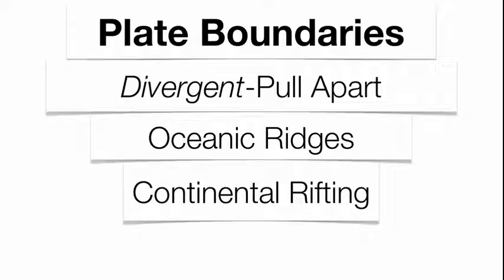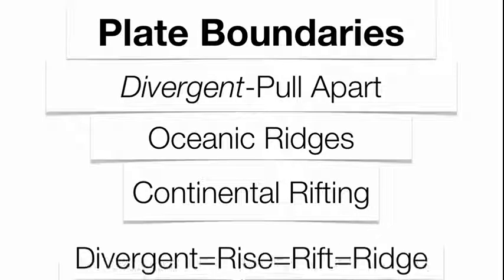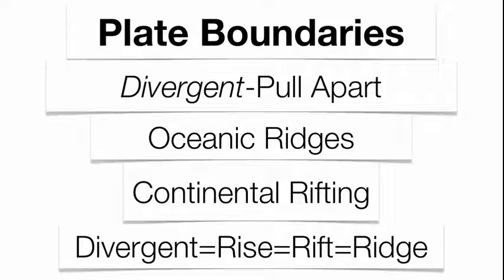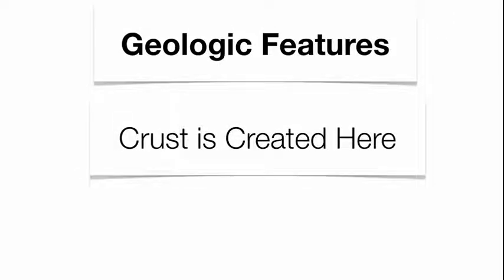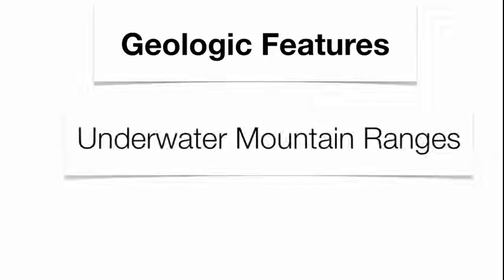Now notice I have two different words that mean the same thing. There are some synonyms: ridge, rift, rise, and divergent. They all mean the same thing: plates moving away from each other. Now there are some geologic features. Convergent plate boundaries, crust is destroyed. Here is the baby factory for crust. This is where crust is created. Underwater mountain ranges tend to be created here. You do tend to get some volcanoes and some earthquakes. Not nearly as violent as your subduction zones, but you still get a few of them.